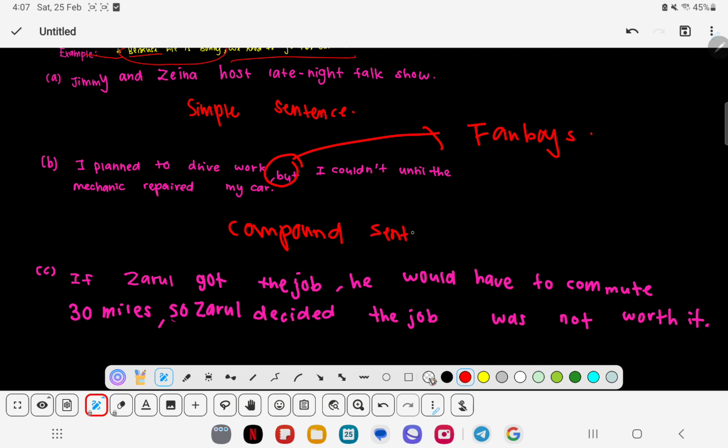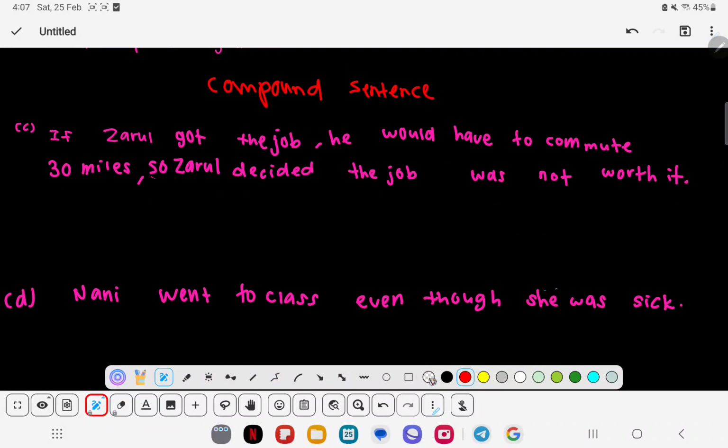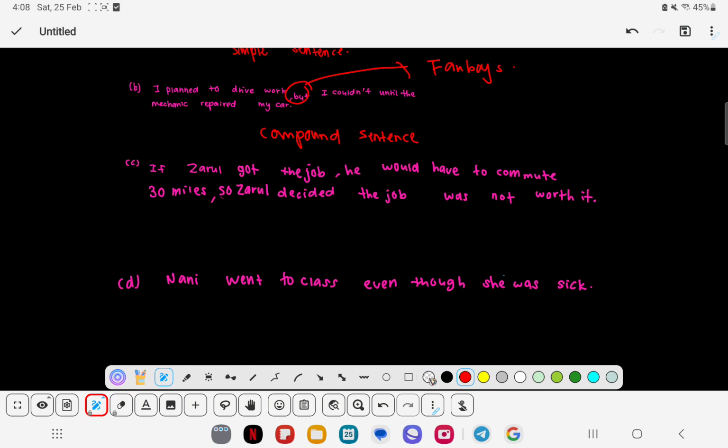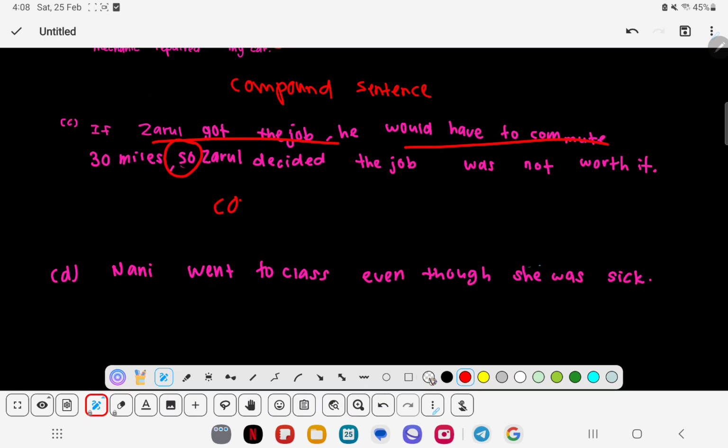Compound sentence. Now, let's see number C. Number 3, if Zaro got the job, he would have to commute 30 miles. So, he decided the job was not worth it. So, this would be what? This is a compound complex sentence. You can see the sentences are very lengthy. So that's why I know it is a compound complex sentence.